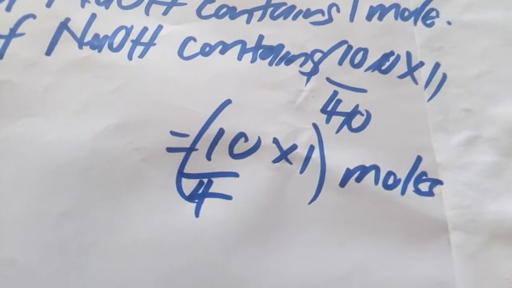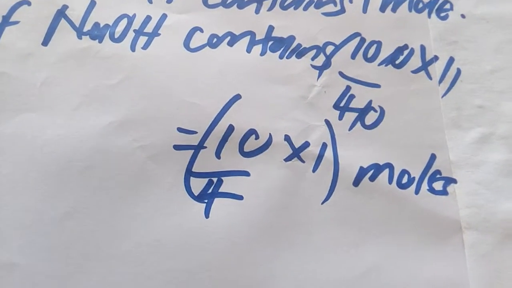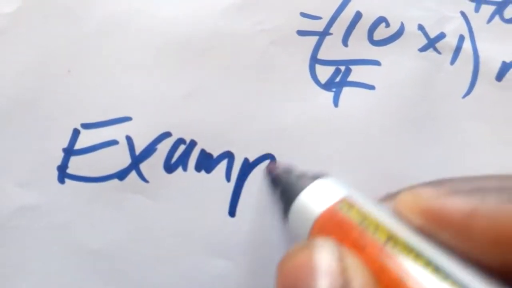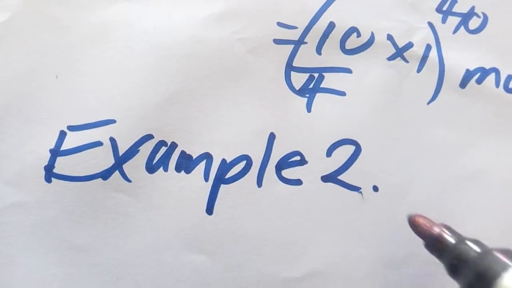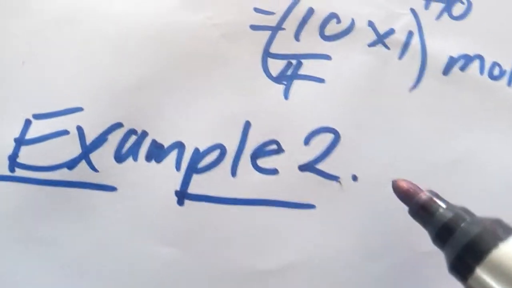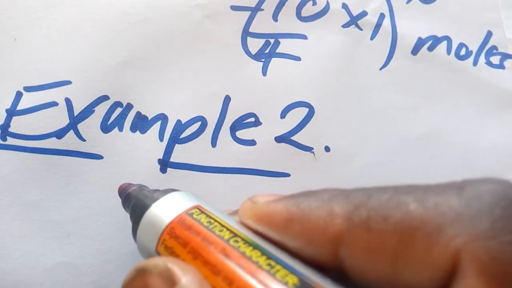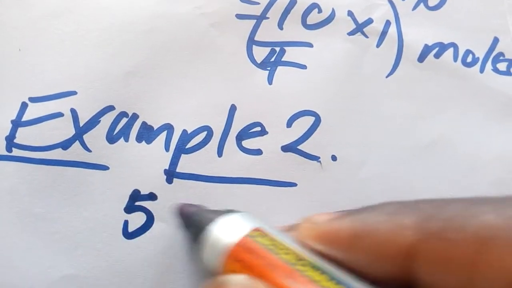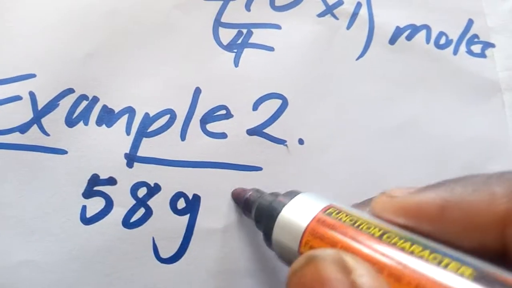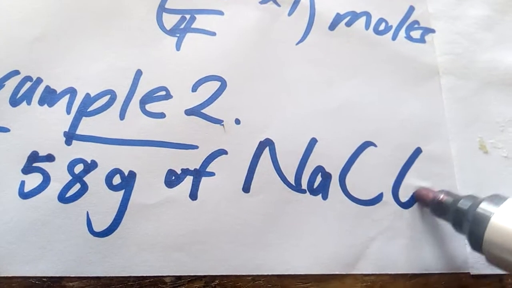Let us look at example 2. What if they told us to find the number of moles in a given mass? Example 2, let us look at something that is a bit common. Now what is the common thing? Common salt, sodium chloride. So maybe I want 58 grams of sodium chloride. Sodium chloride is NaCl.